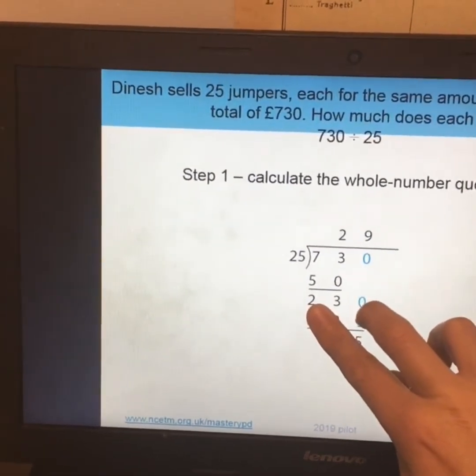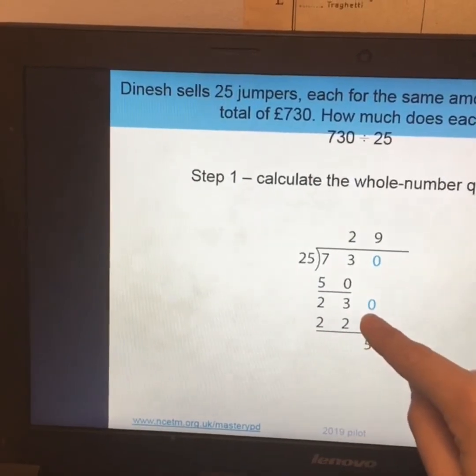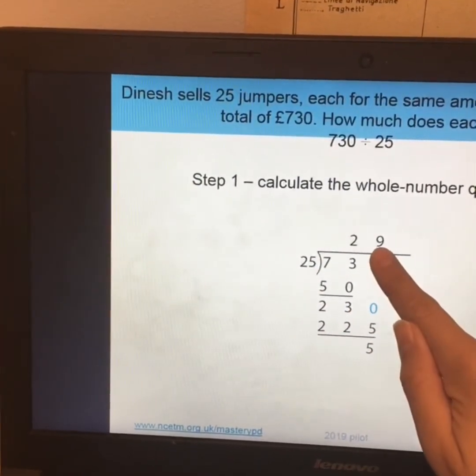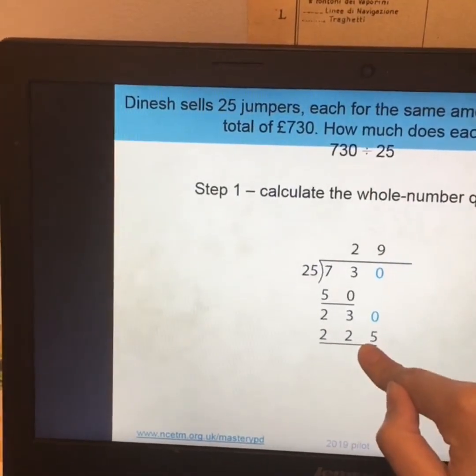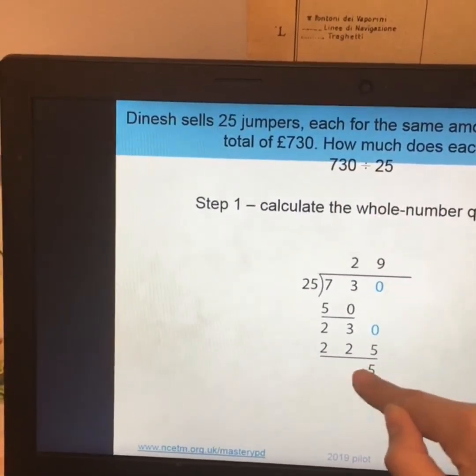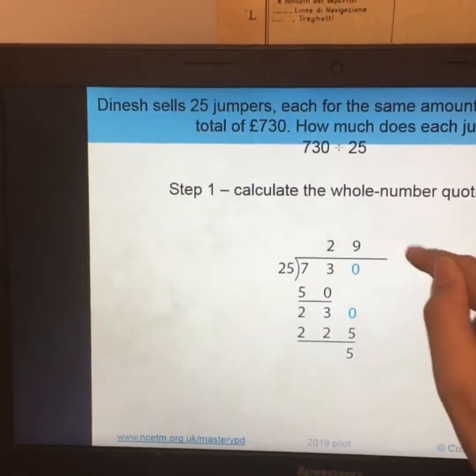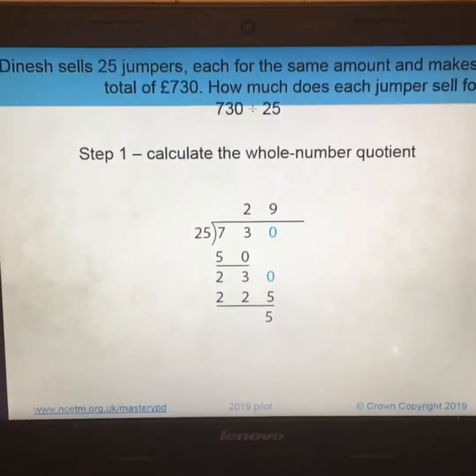Bring the 0 down. So you've got 230. What's 230 divided by 25? Well, it would go in 9 times, which would be 225, and you would be left over with 5. So here, we could just write R for remainder and 5, but today I don't want us to do that.